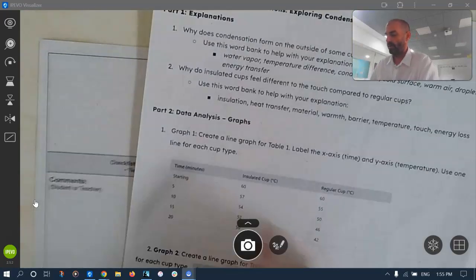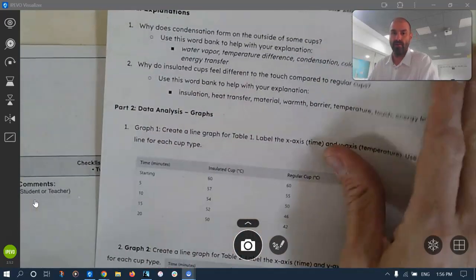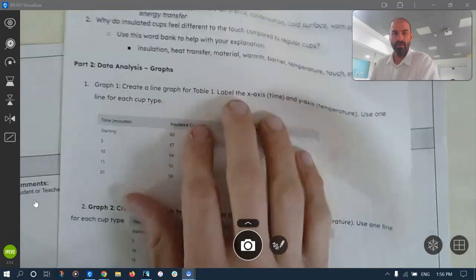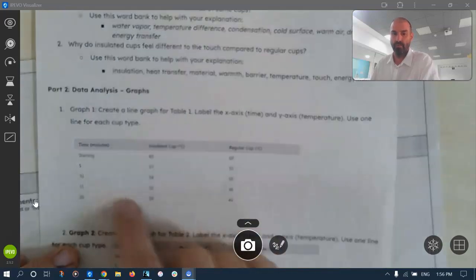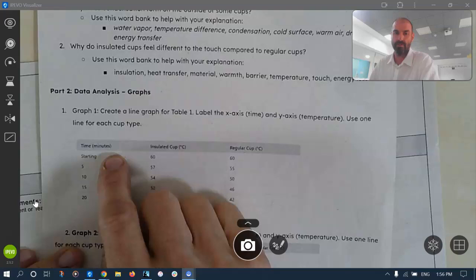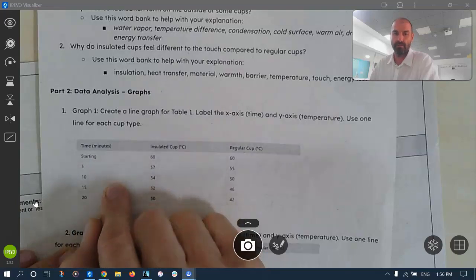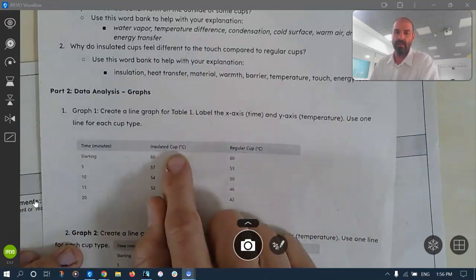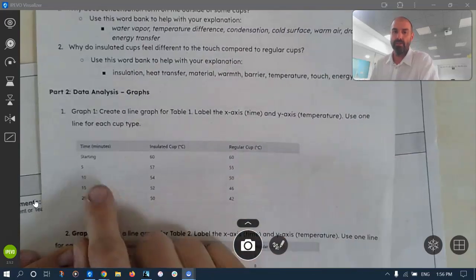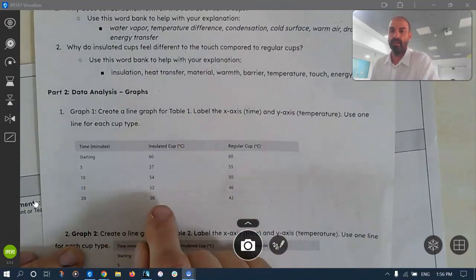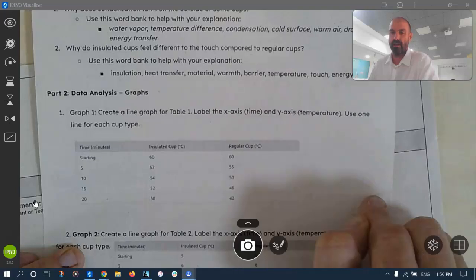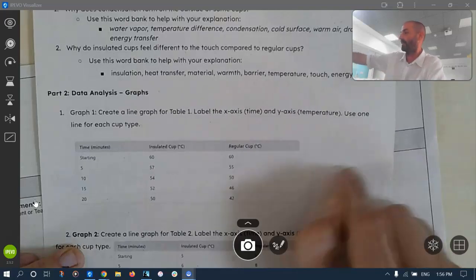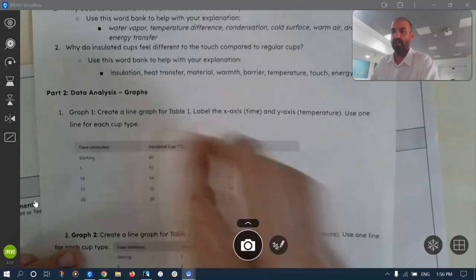Next up, part two, data analysis graphs. This is saying to take this table where we have time in minutes, starting, 5 minutes, 10 minutes, 15 and 20, and we have degrees. We have an insulated cup and a regular cup. So you need to take this information and make a graph. That line graph has the axes and it has lines on it. There are examples up here. So we take this table and you make a graph.